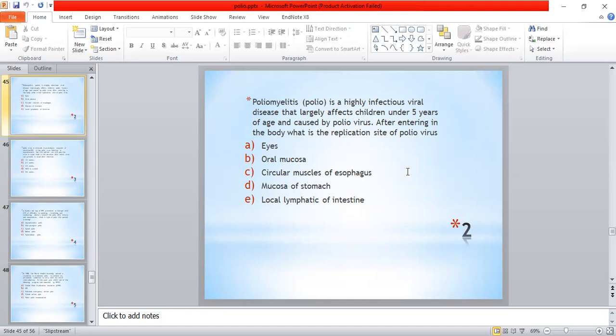E. E is the right answer. Local lymphatics has a replication of the poliovirus.